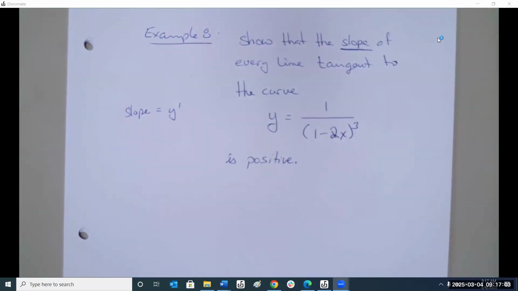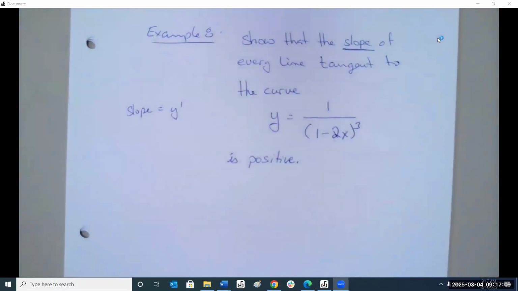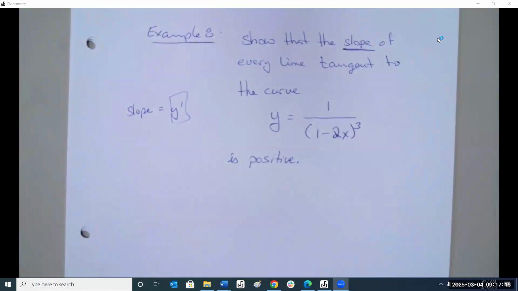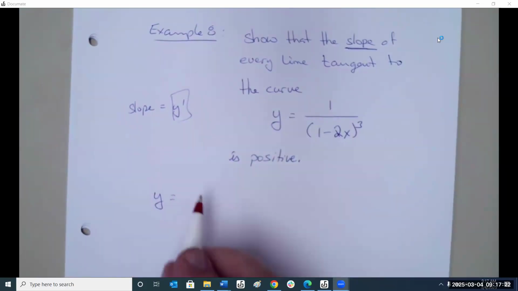So before we do anything else, we have to find the slope. Each of these slopes is of the line tangent to the curve. So that's just redundant. The first derivative is the definition of the slope of the line tangent to the curve. So the first thing we have to do is take this equation and find the derivative of it.